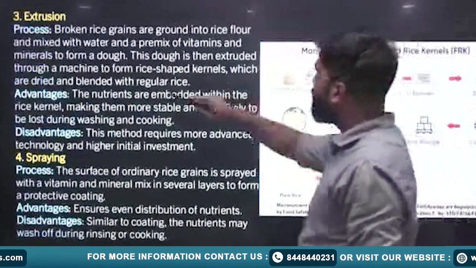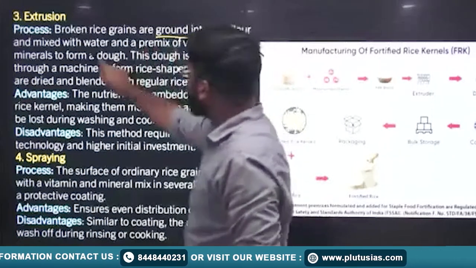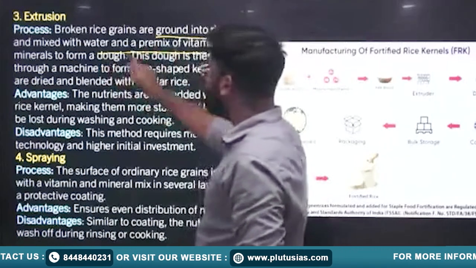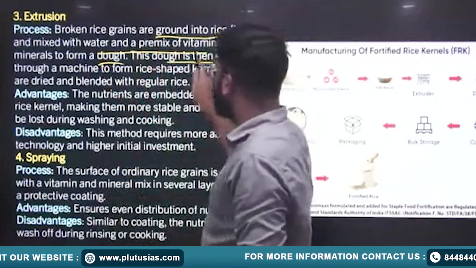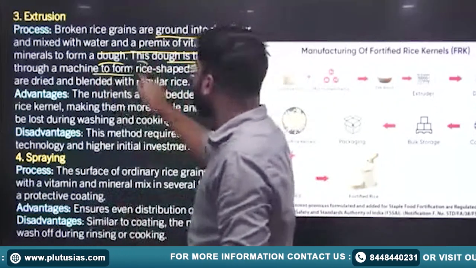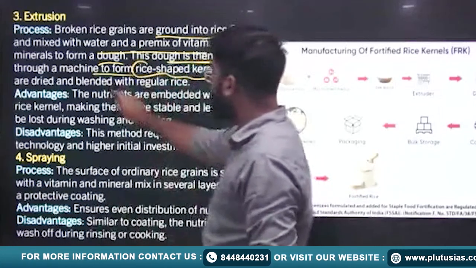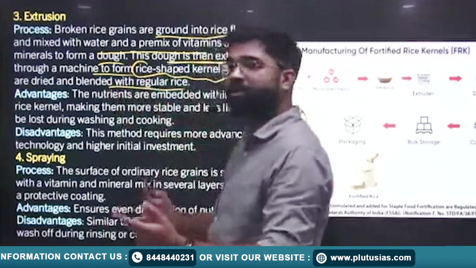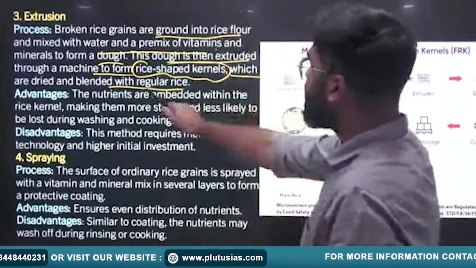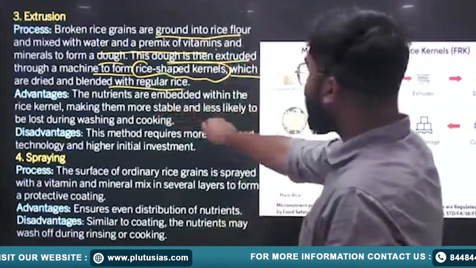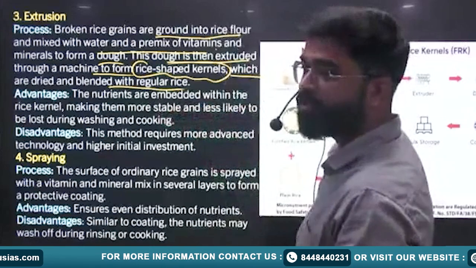What is this? Broken rice grains are ground into rice flour, mixed with water and a pre-mix of vitamins and minerals to form the dough. Then this dough is extruded through a machine to form rice-shaped kernels, which are dried and then blended with the regular rice. Okay, what are the advantages? The nutrients are embedded within the rice kernel, making them more stable and less likely to be lost during washing and cooking.